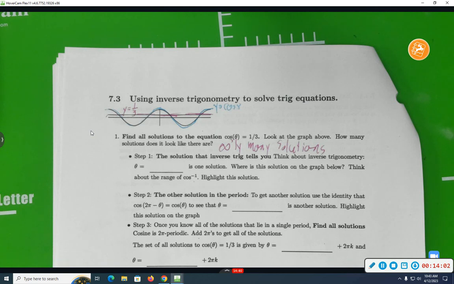There's one solution that inverse trigonometry just gives me. I want angles whose cosine is 1 over 30. What's the name for an angle whose cosine is 1 over 30? You might call it inverse cosine. So one angle whose cosine is 1 over 30 is inverse cosine of 1 over 30, right?